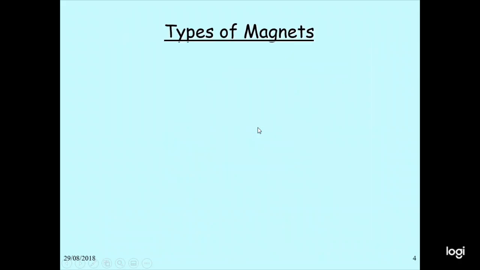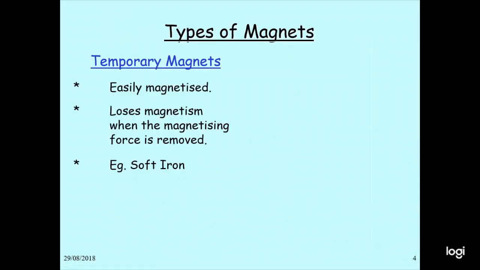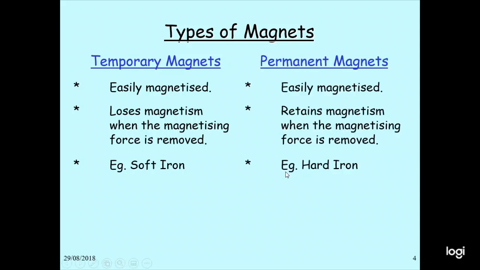The types of magnets include the temporary magnet. A temporary magnet can be easily magnetized, and it loses its magnetism when the magnetizing force is removed. For example, soft iron is a temporary magnet. Permanent magnets are not easily magnetized, but they retain their magnetism when the magnetizing force is removed. For example, hard iron.